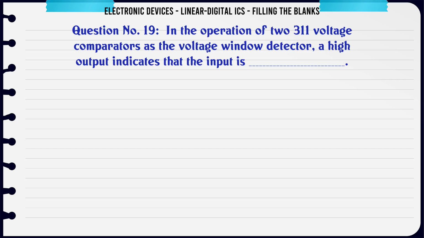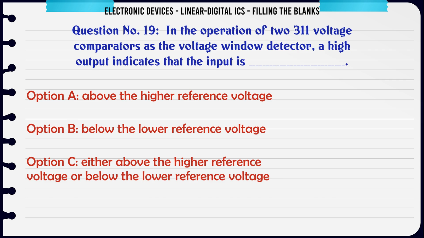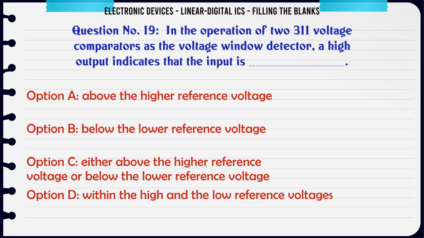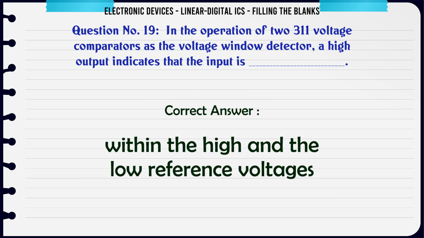In the operation of two 311 voltage comparators as the voltage window detector, a high output indicates that the input is: A, above the higher reference voltage; B, below the lower reference voltage; C, either above the higher reference voltage or below the lower reference voltage; D, within the high and the low reference voltages. The correct answer is within the high and the low reference voltages.